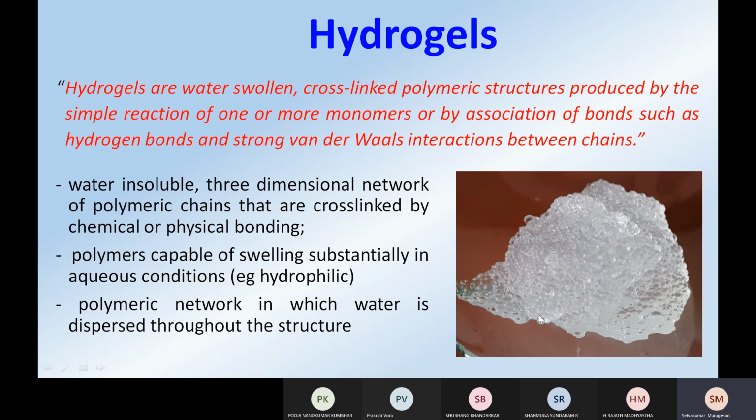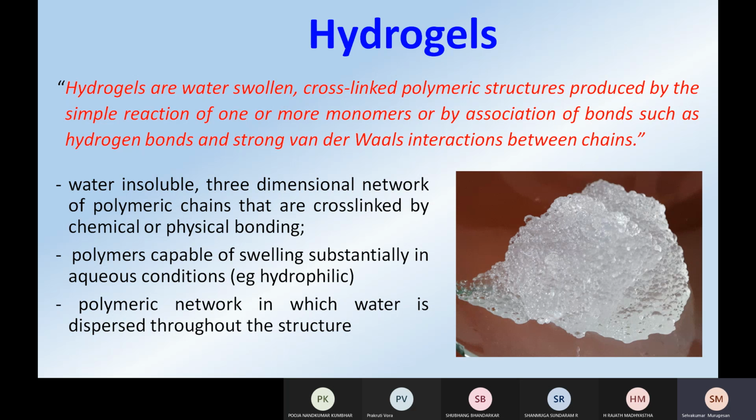They look like jelly-based structures, or you can say swollen polymeric structures. That's what hydrogels are: water-swollen, cross-linked polymeric structures, produced by the simple reaction of one or more monomers or association of bonds such as hydrogen bonds. There may be strong van der Waals interactions between the chains. So they take a protein or a polymer and dissolve it in water, and due to that tendency, a hydrogel structure forms, that means a three-dimensional structure, with the help of secondary bonding like hydrogen bonds or van der Waals interactions.